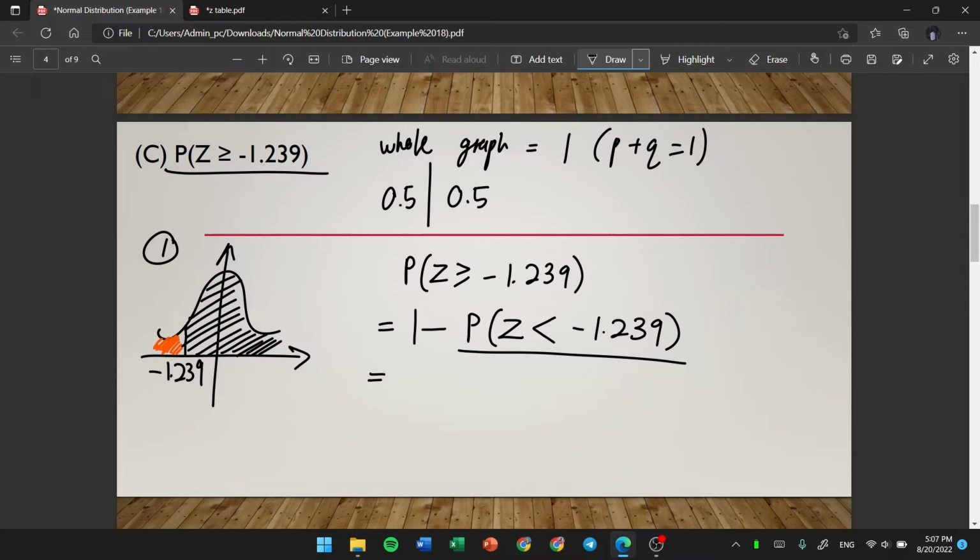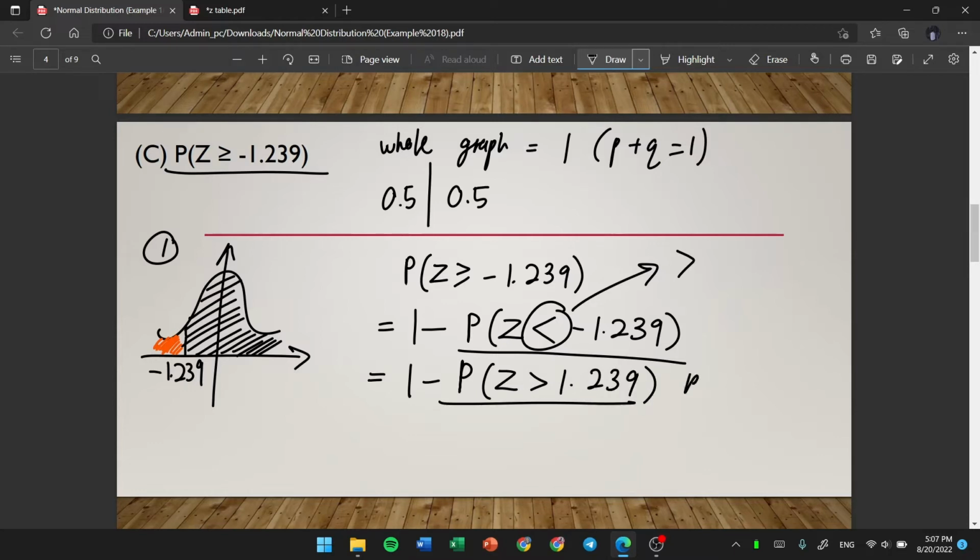So that's why. Then you remember just now, the less than symbol cannot be here, so we change it to greater than. So P Z greater than 1.239. Why we get this? Because remember, reflect. When they reflect, it's exactly the same thing. Then you just find using Z table.